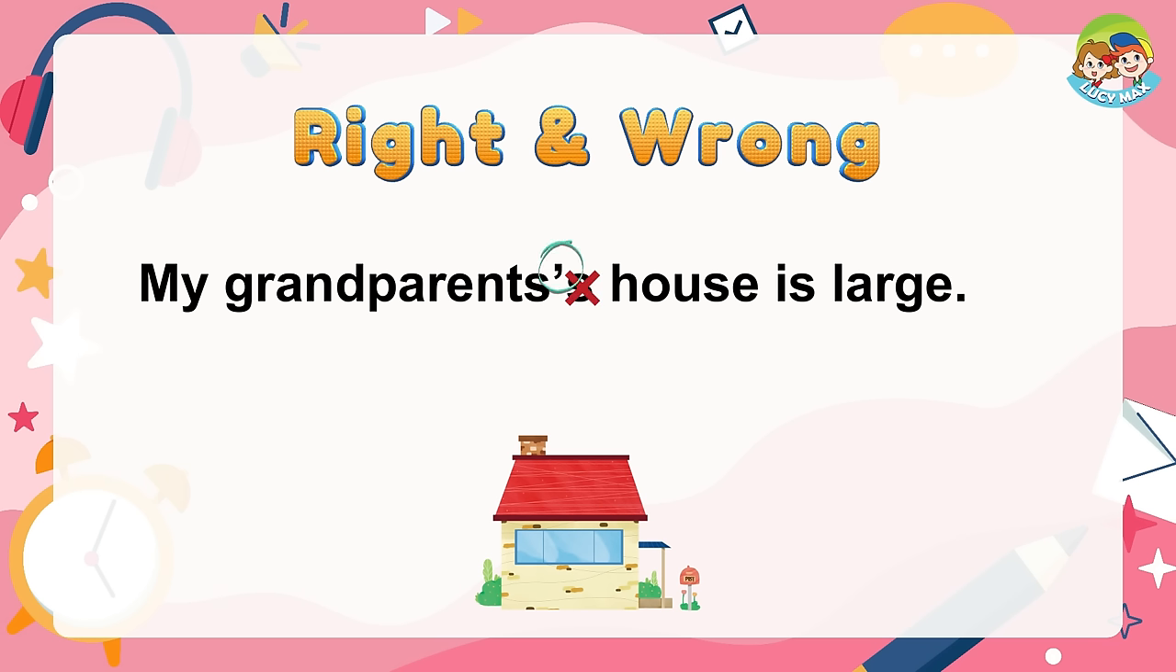In the next section, find the mistake and correct it. The tree is a very tall. We do not use an article without a noun. The answer is, the tree is very tall. This is very big lake. Here we have the noun lake, so we need the article a. This is a very big lake.